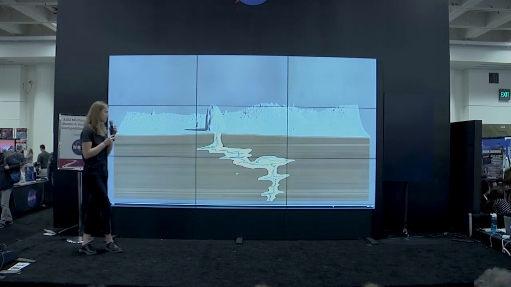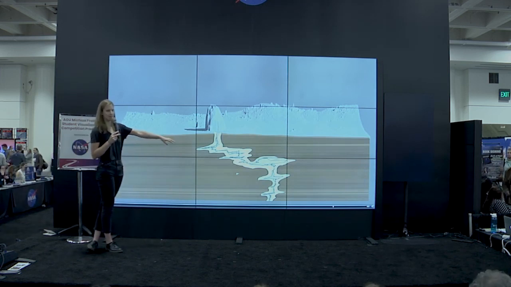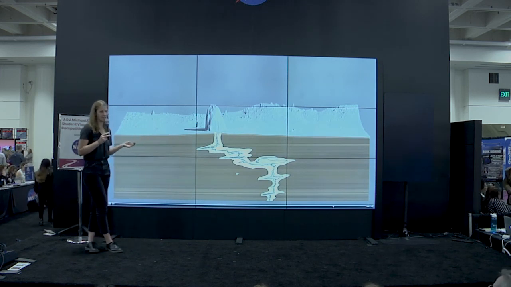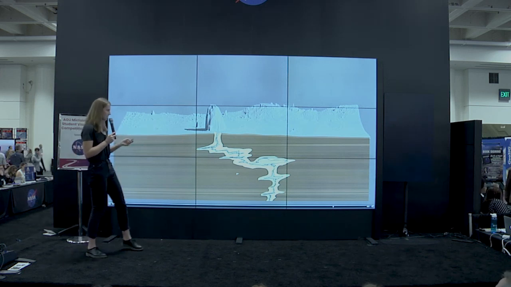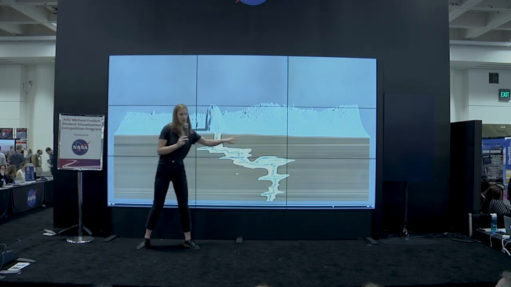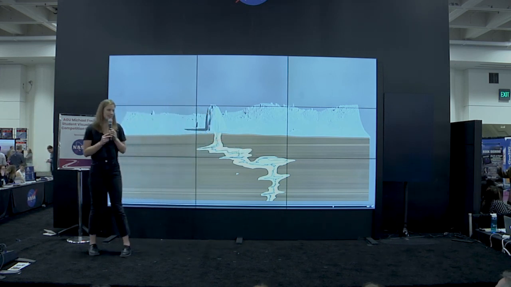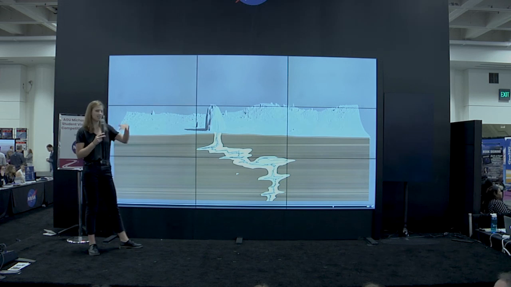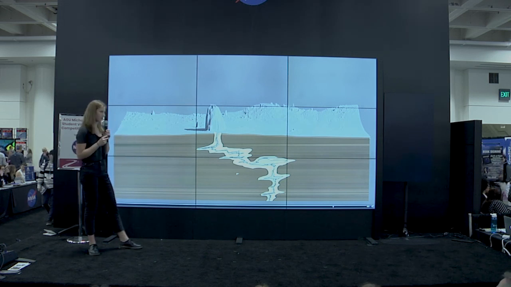Okay, so this is a representation of what the subsurface plumbing system looks like beneath the geyser, or what we think it looks like. And the main thing to take away is that there's this cavity that's offset from the vent. And we think that's important because it allows for gas and pressure to build up in the system, which then leads to these episodic eruptions.